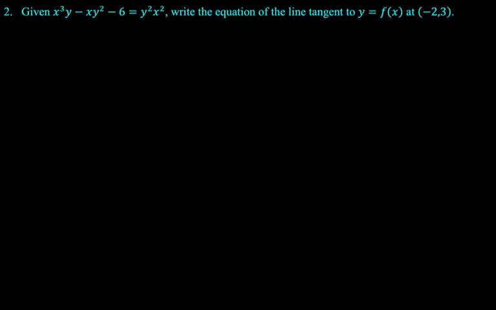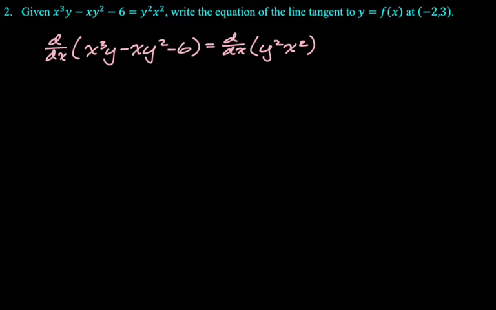Given x cubed y minus xy squared minus 6 equals y squared x squared, write the equation of the line tangent to y equals f of x at negative 2, 3. All right, so we need the slope. That's clearly going to be the bulk of the work here. We're going to find the derivative with respect to x of both sides of this. That's going to be 3 different product rules, and remember the derivative of negative 6 is 0.